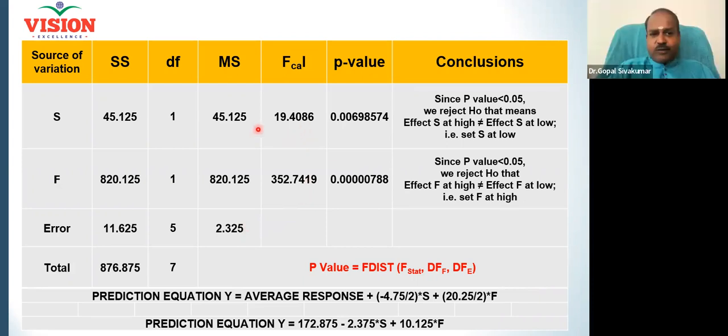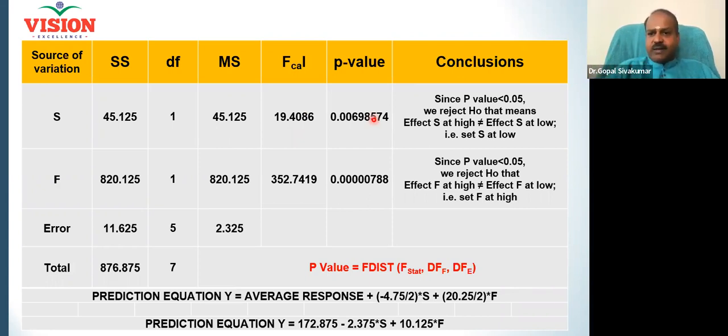So the F score for the factor S is 45 divided by 2.325. Are you getting 19? You are getting 19.4. Similarly, the F score for factor F is 820 divided by 2.325, which is 352. Now, remember in our hypothesis testing, we converted the G score into a p-value. Finally, we converted everything into a p-value, isn't it? You can convert the F score into a p-value. All of you can convert it right now. All that is required is an Excel file.